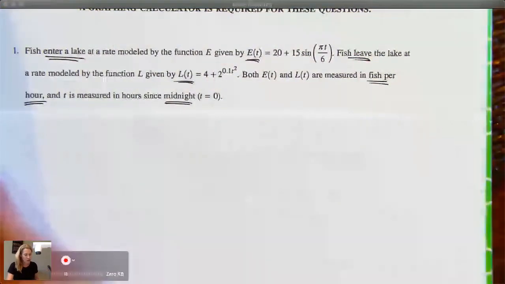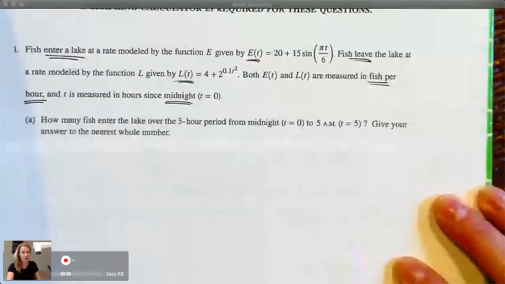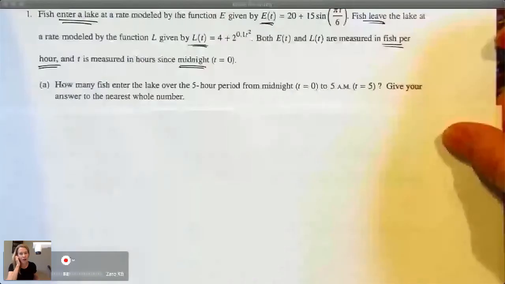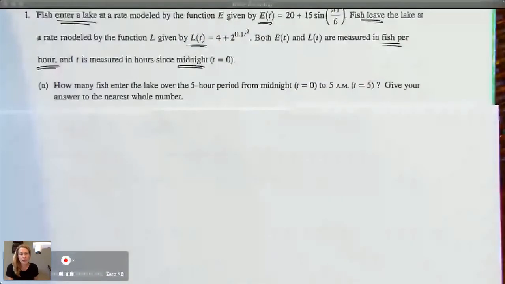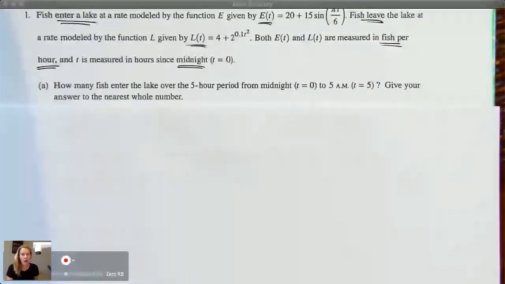Alrighty, so let's look at part A of this particular problem, which says how many fish enter the lake over the 5-hour period from midnight to 5 a.m. Give your answer to the nearest whole number because a decimal portion of a fish is just gross, I guess.